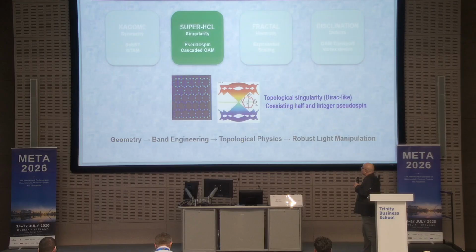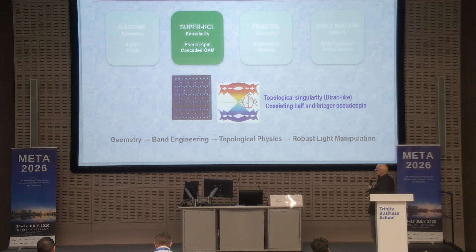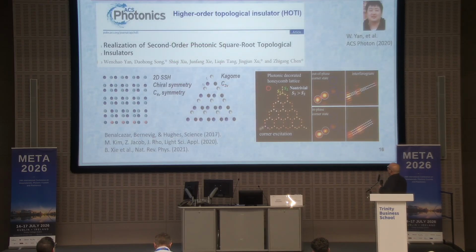Okay, so the next one, I'm going to talk about the superhonical lattice. So what's the keyword here? You see, again, this has a Dirac point and also another one with the flat band here, right? This Dirac point here is the pseudo spin half. This one is the pseudo spin 1. It's a 3-band structure. So this is a system with coexisting half and integer pseudo spin. This one, again, is an example I'm going to show you quickly.